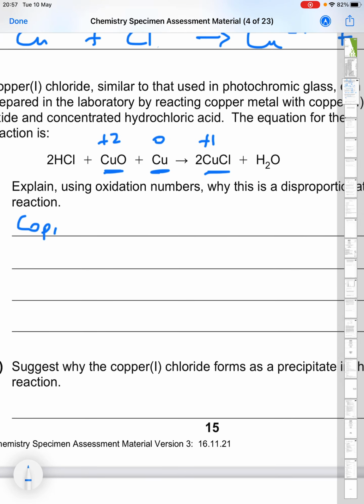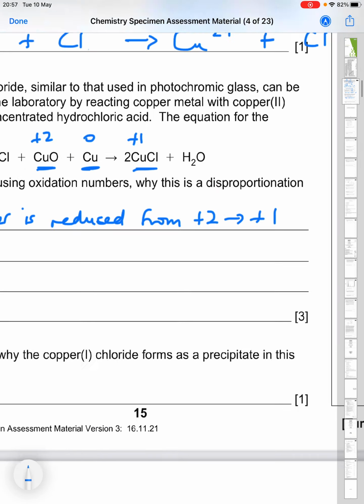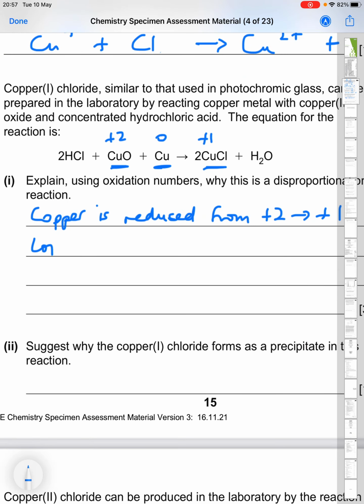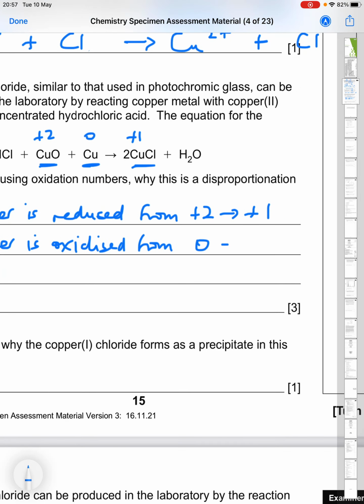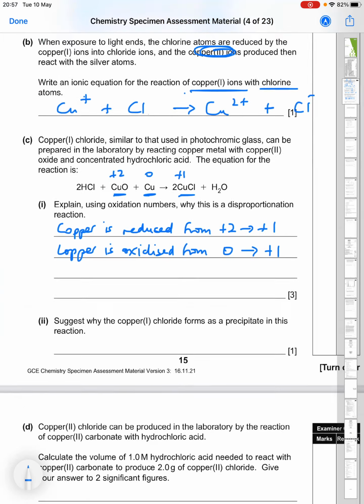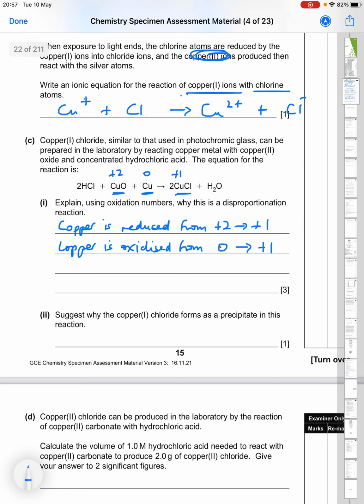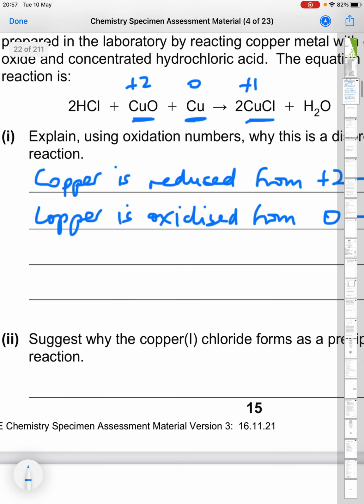Okay, so the copper is reduced from plus 2 to plus 1, and it's oxidized from 0 to plus 1. So remember, if it's oxidized, it's getting more positive. If it's reduced, it's getting more negative in terms of the oxidation number.